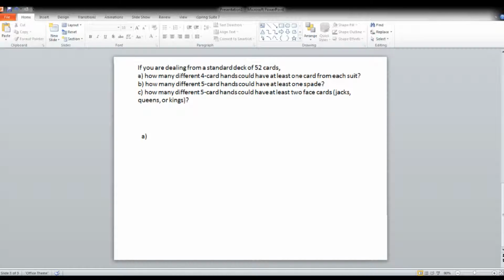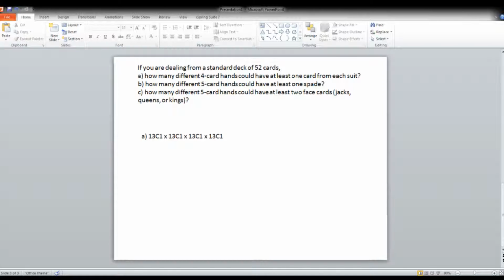Okay, so we have one video to get through here about picking cards from a standard deck. In the first case, we have how many different four card hands could you create, having one from each suit. So that just means it's going to be 13 choose 1 times 13 choose 1 times 13 choose 1 times 13 choose 1.